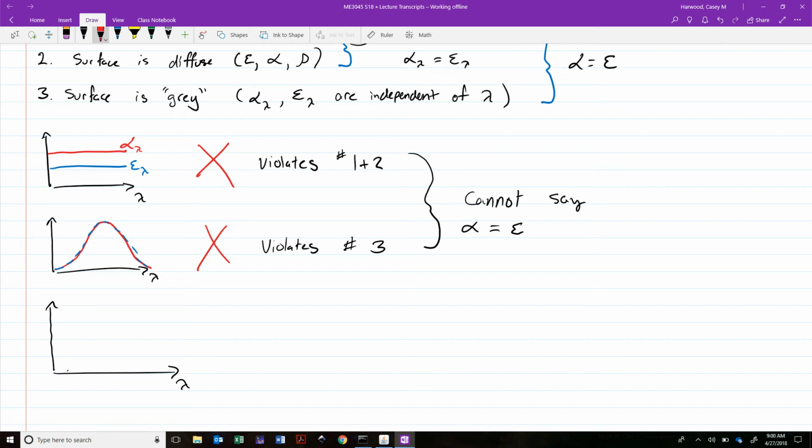And what about this guy? There's hands up for yes. There we go. Hands up for no. All right, bingo. This guy satisfies all the requirements: the curves lie on top of each other and they do not vary with lambda. So this satisfies the rules, and we can say that alpha and epsilon are equal to one another.